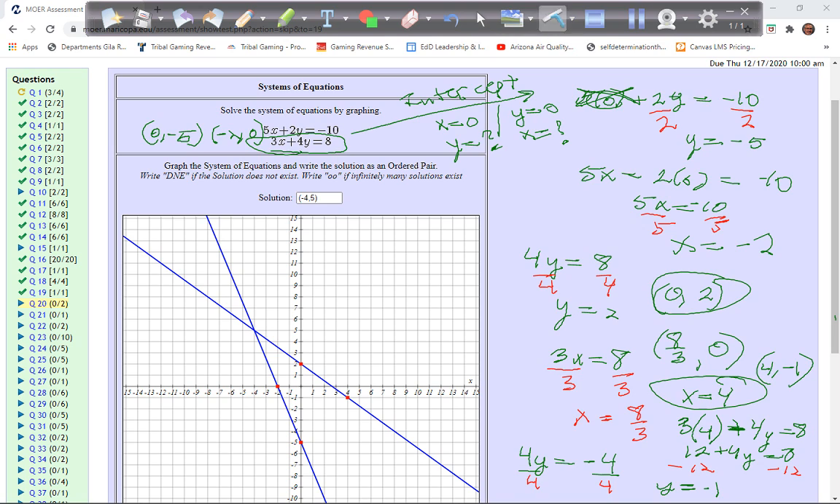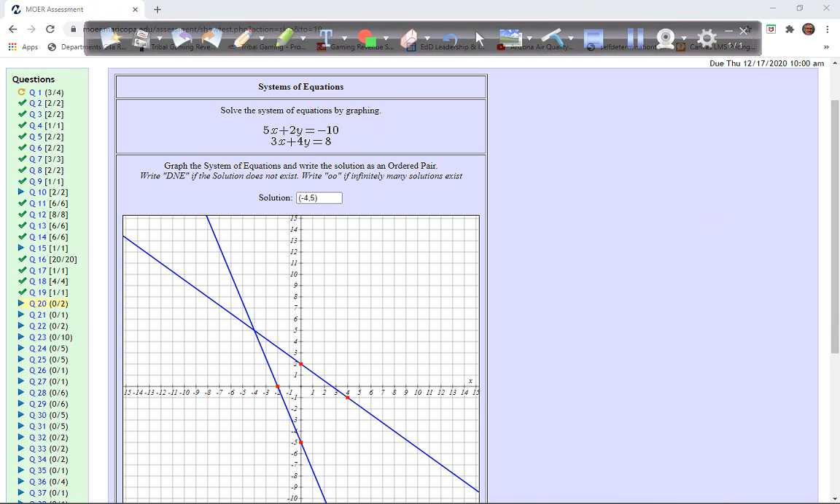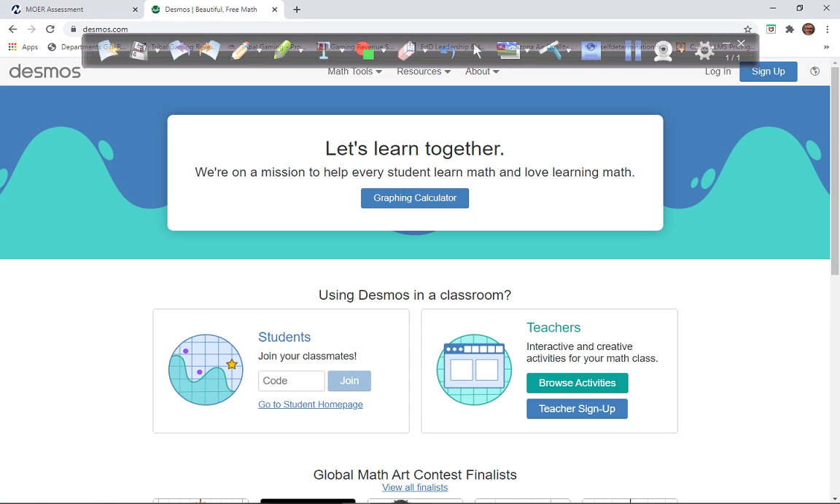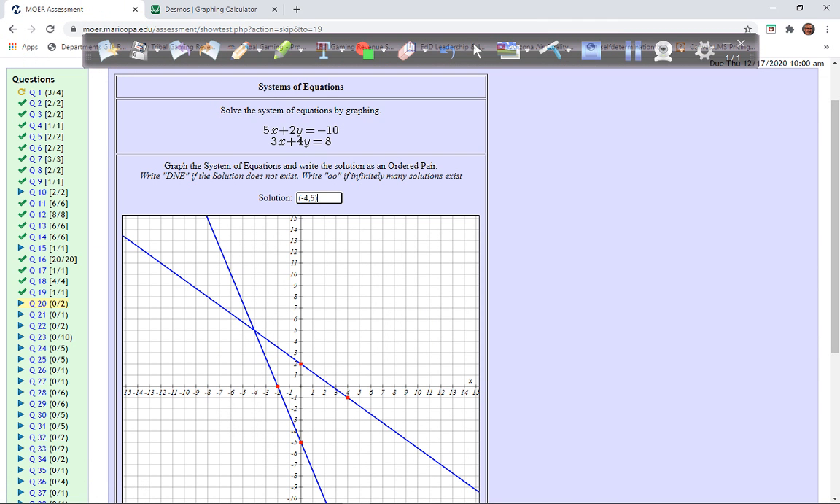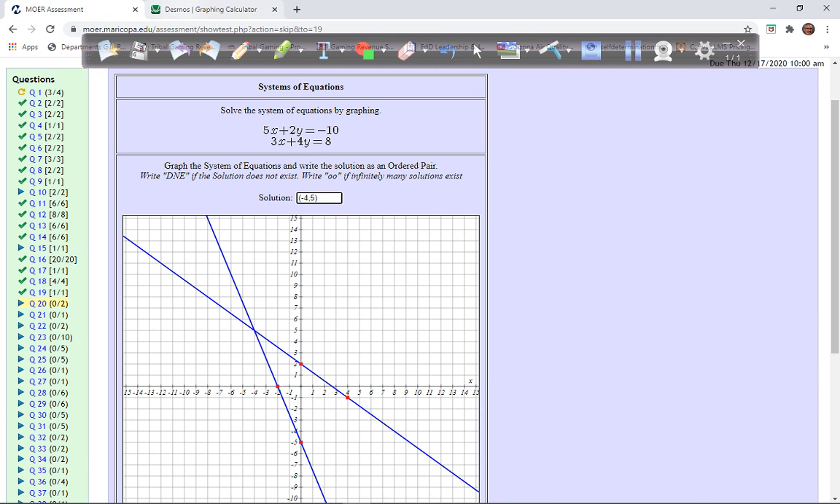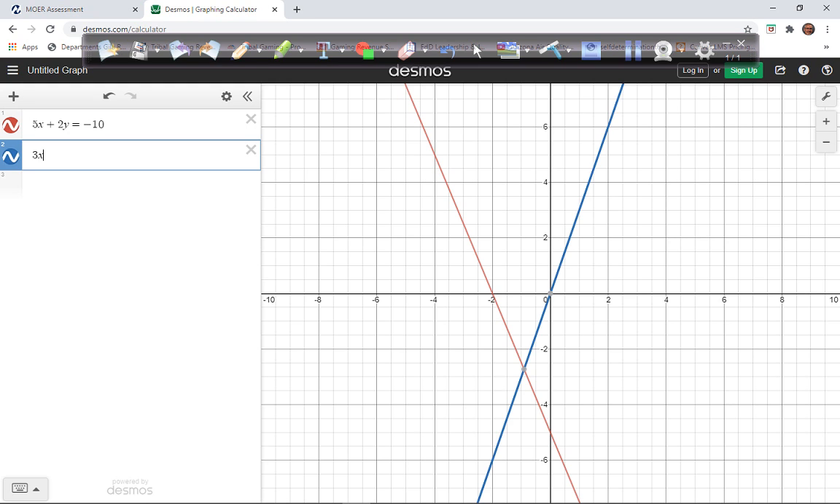Oops, I don't want that back. I want to clear that out. I need to grab this down a little bit. Let's go to Desmos, and I'll show you how to use the graphing calculator, because you'll have access to this. So we have 5x plus 2y equals negative 10. That's one line. Add another expression, and that one is going to be 3x plus 4y equals 8.